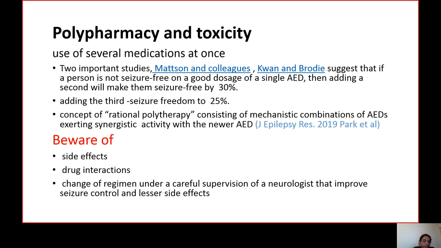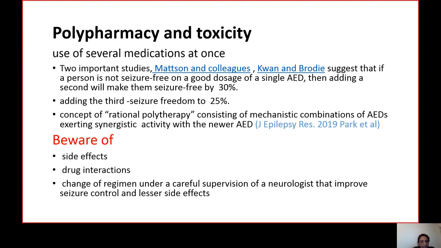That means you're using several drugs, maybe 1, 2, and 3, but you have to be concerned about the mechanistic combination. Like we are using sodium valproate, maybe lamotrigine plus a clobazam, but that has to be mechanistically looked into, and the combinations of anti-epileptics have to be mechanistically tallied, and they should have a synergistic activity with the new anti-epileptic. This is the latest study that they have done in 2019, they have published that. So that means we have some ray of hope with the medications. What we knew earlier is kind of changing right now.